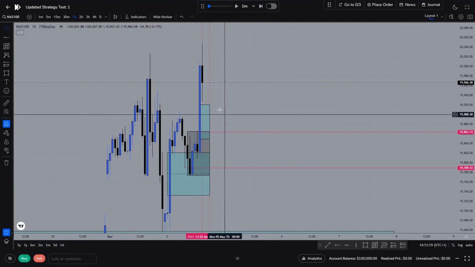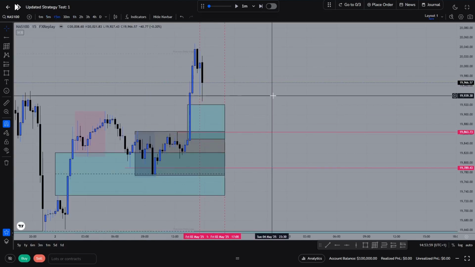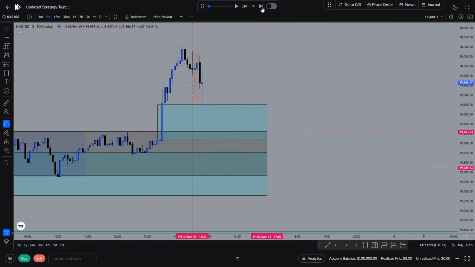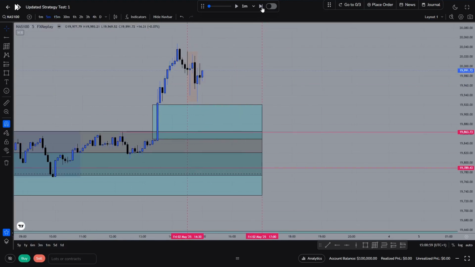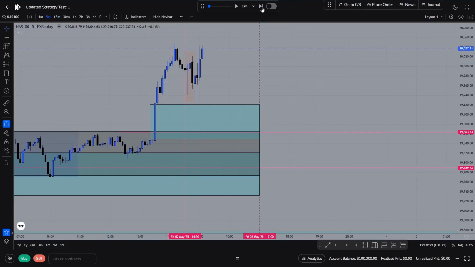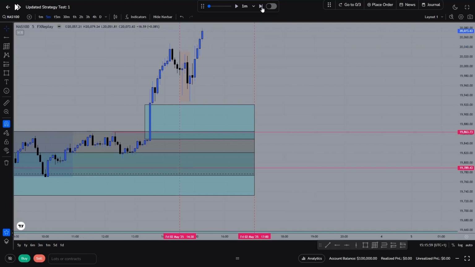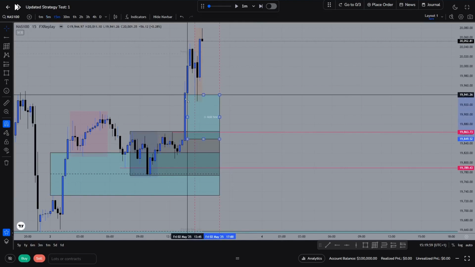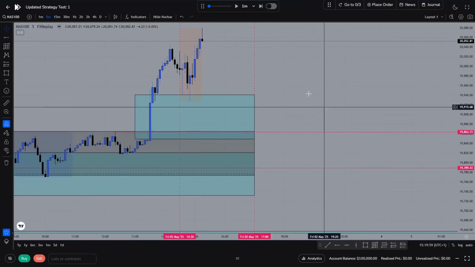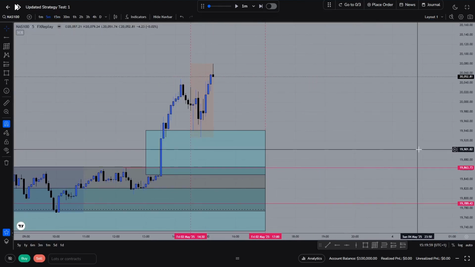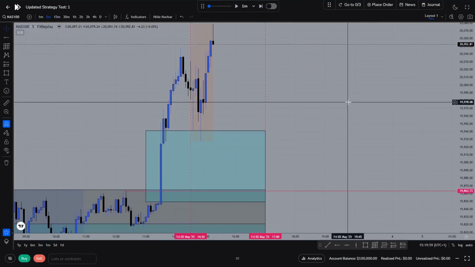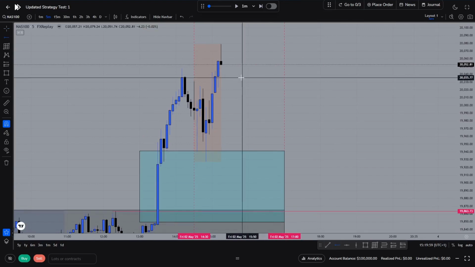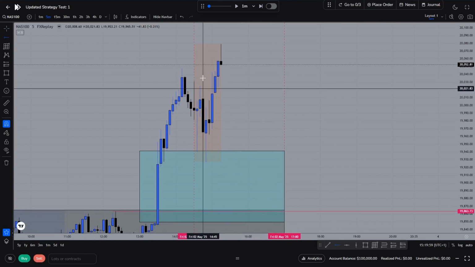Let me check the 1 hour real quick. Nothing. 15-minute. Nothing. 5-minute. It's making its way slowly back down, I feel. Second 15-minute. See what price does. It did come tap into this 15-minute and then broke. Nope.